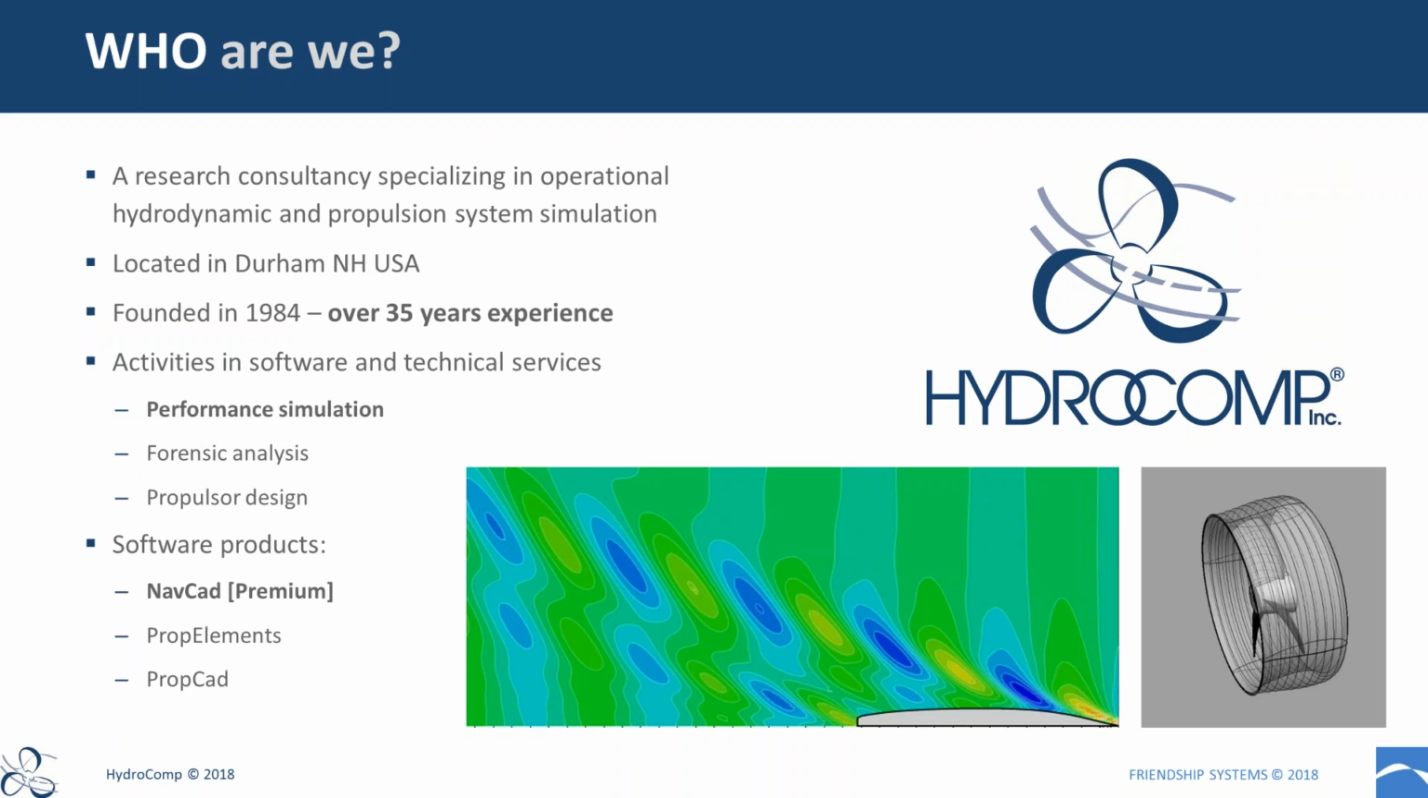The software products that we're most well known for, of course, is NavCad, and we have two editions of that, the standard and the premium, and it's the premium edition that we will highlight here because of the interactivity that's necessary to connect with CAESES. We also have a blade element design code for propellers called prop elements, and we serve a large segment of the international propeller manufacturing community with our geometric modeler called PropCAD.